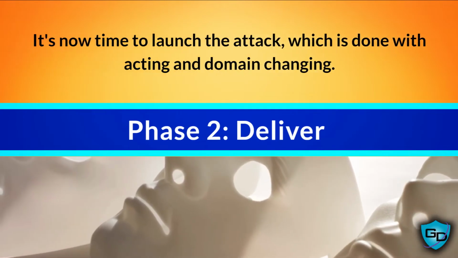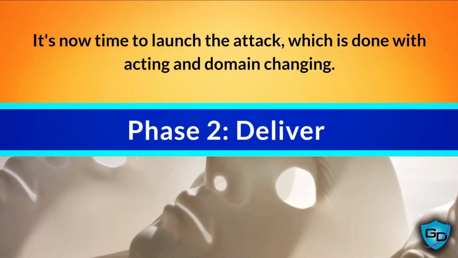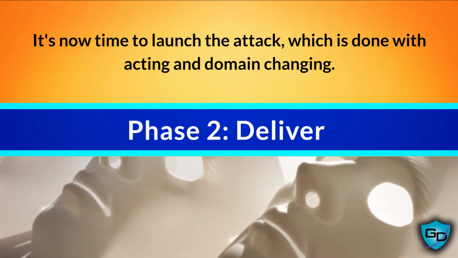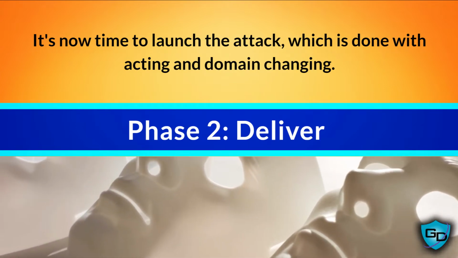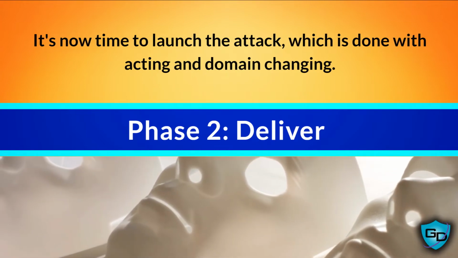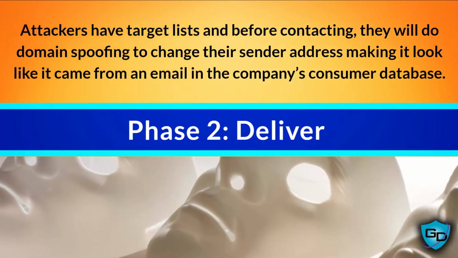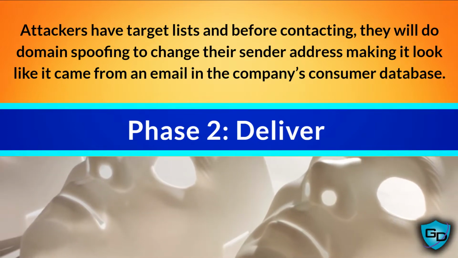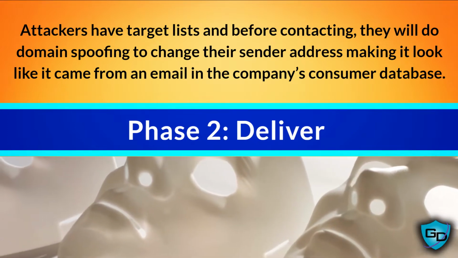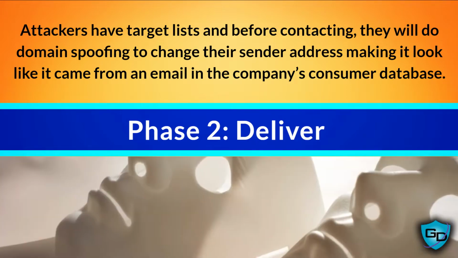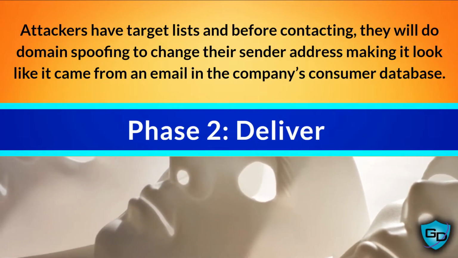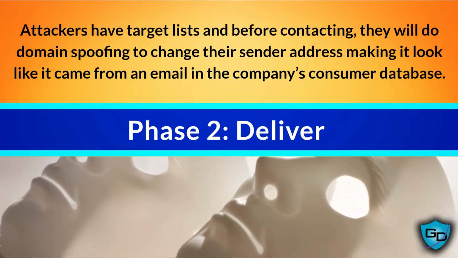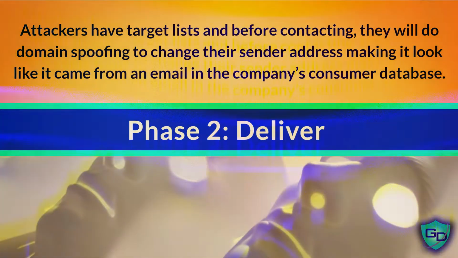Phase 2. Deliver. Now that the setup is completed, it's time to launch the attack, which is done with some acting and domain changing. Cybercriminals have their target lists, and before contacting them, they will do something called domain spoofing, where they will change their sender address to make it look like it came from an email found from the company's consumer database.